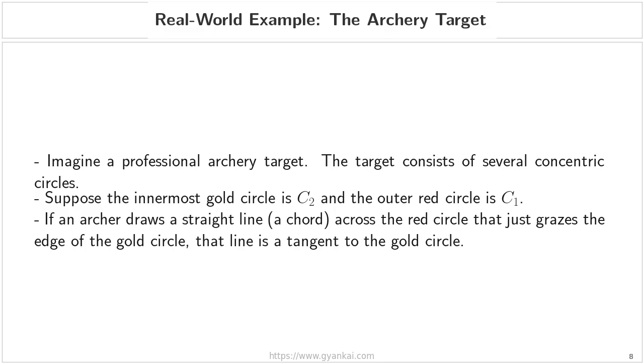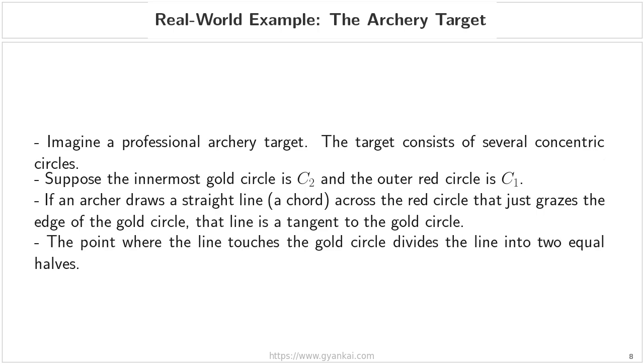If this line passes through the red circle but just barely grazes the very edge of the gold circle, we can say that this line is a tangent to the gold circle. Based on the geometric principles we just discussed in the previous slides, there is a very specific result here. The exact point where that line touches the gold circle will divide that line into two perfectly equal halves.